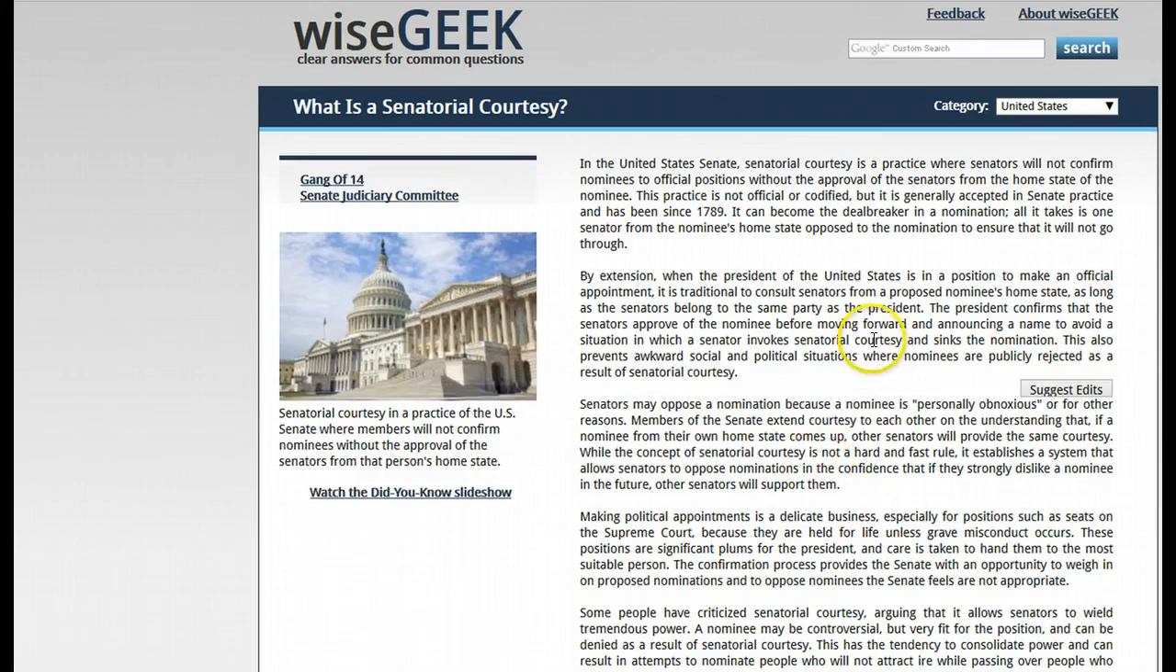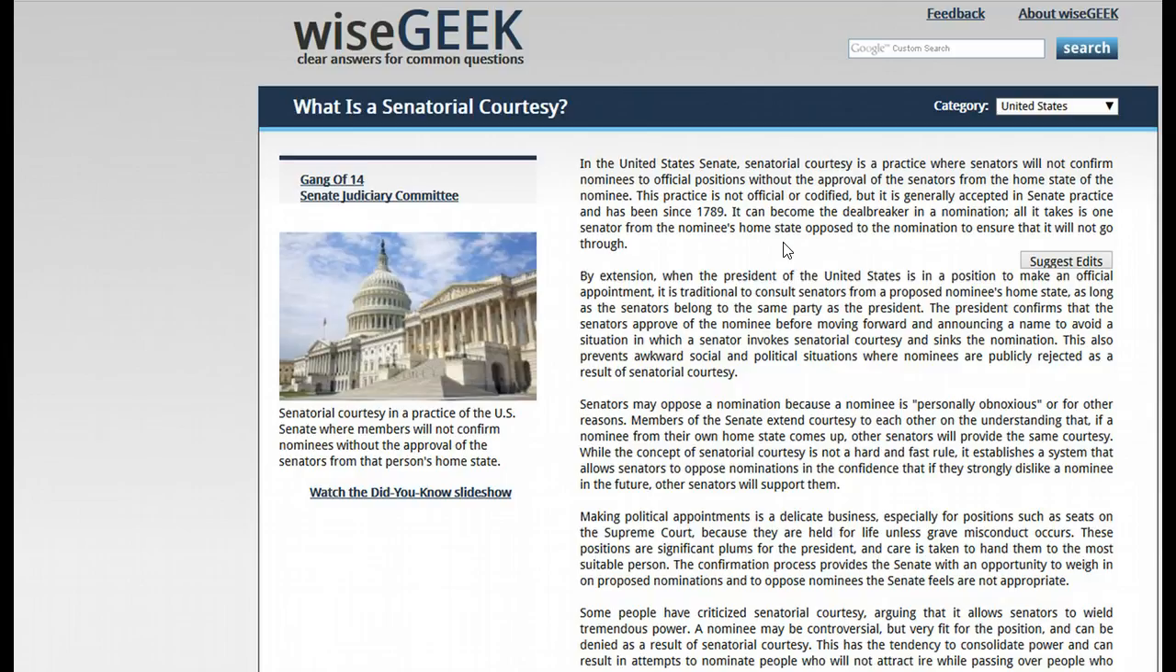This was a very nice explanation from WiseGeek about what's called senatorial courtesy. And basically, and please make sure you understand this, this is not in the Constitution. It is another one of those Senate practices. It's something that senators traditionally have done.